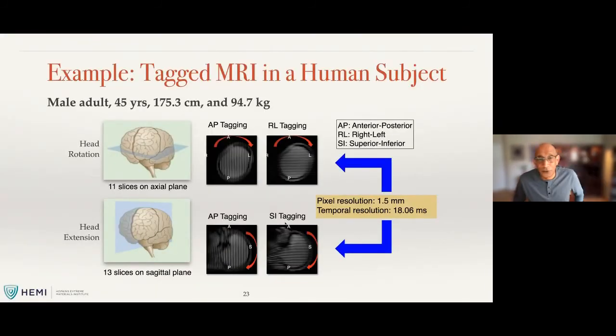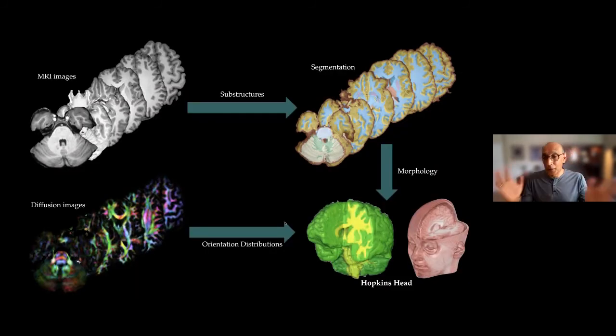So here's how it works. This is how you do the tagging. We actually do two different kinds of motion. We do head rotation, where you're doing this, moving left to right, and then we do head extension, where you're doing this. It's like nodding, right? So you're moving your head up and down. In each case, we can tag the brain and measure how much motion occurs. If I'm doing both together, my temporal resolution is 18 milliseconds. My pixel resolution is 1.5 millimeters inside this.